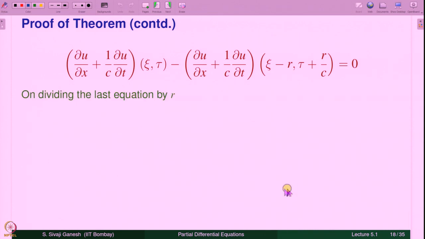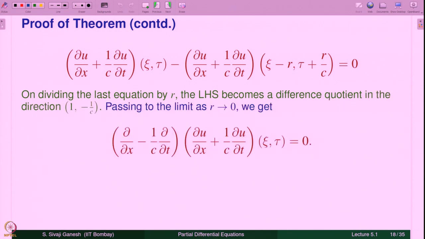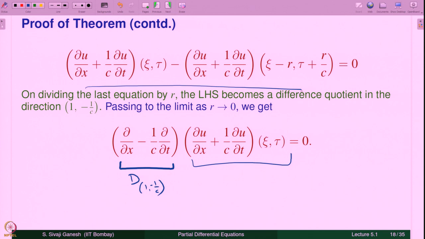Now, if you look at this, this is the point P, this is the point S, this is also like a difference quotient once you divide with r, but in which direction? This suggests (xi, tau) plus or minus (r, r/c). r is positive. Therefore, plus r times (-1, 1/c). As far as the direction goes, it is (-1, 1/c). So, passing to this limit as r goes to 0, we get the directional derivative in the direction (-1, 1/c), of this quantity which is there here, for which we have the difference quotients when you divide with r.